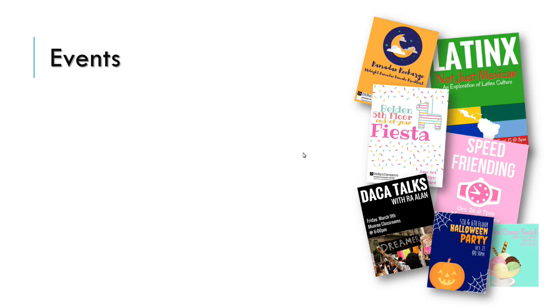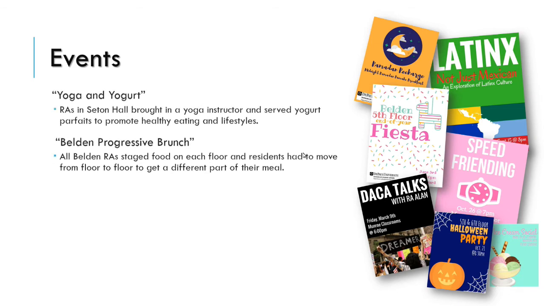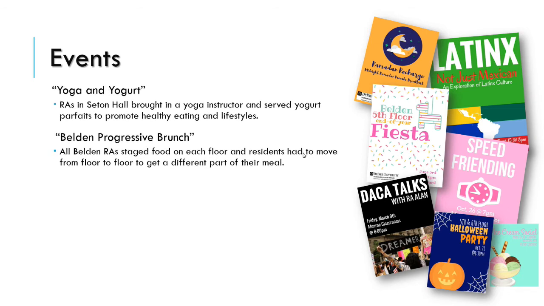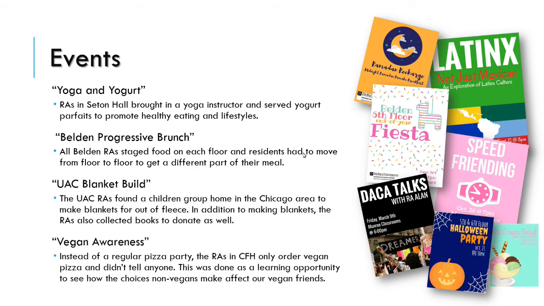All right, events. Those are those physical things we were talking about, those things that you actually go to. There's something big happening in the courtyard or on the first floor lounge or in the lobby. So here are some examples. There was a yoga and yogurt: RAs in Seton Hall brought in a yoga instructor and served yogurt parfaits to promote healthy eating and lifestyles. Belden had a progressive brunch. UAC had a blanket build where they found a children's group home in the Chicago area to make fleece blankets for. I think many of you have seen these types of blanket builds before.